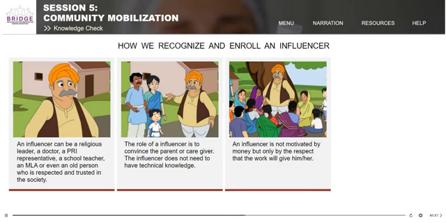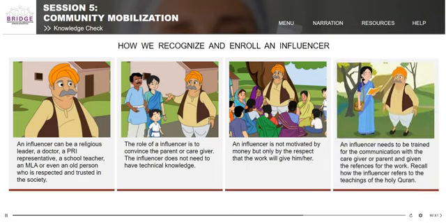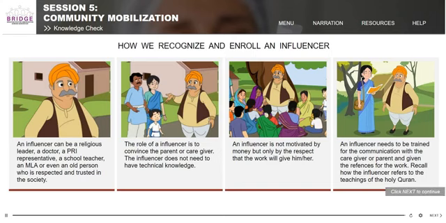3. An influencer is not motivated by money but only by the respect that the work will give him or her. 4. An influencer needs to be trained for the communication with the caregiver or parent and given the references for the work. Recall how the influencer refers to the teachings of the Holy Quran.